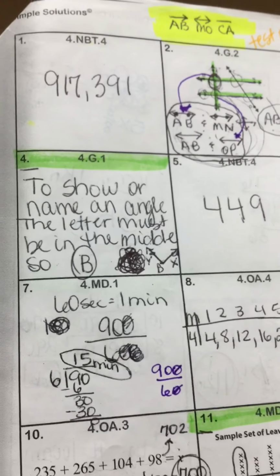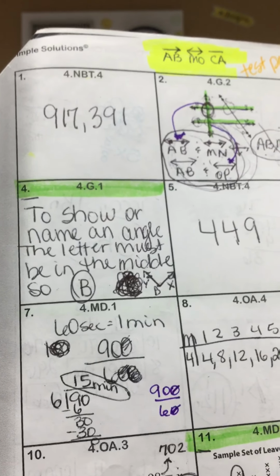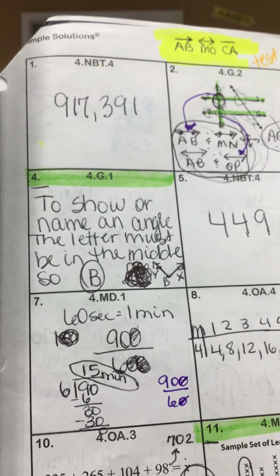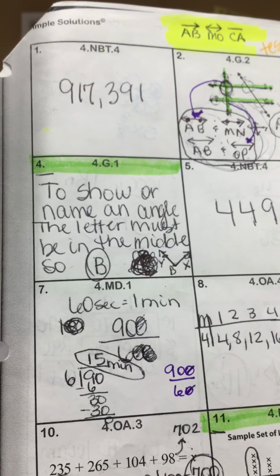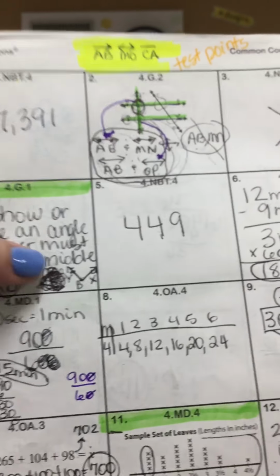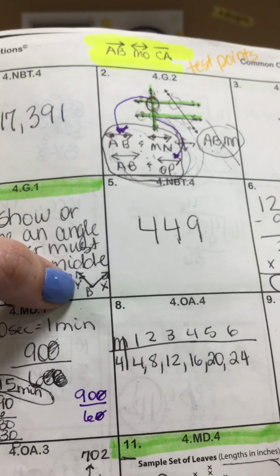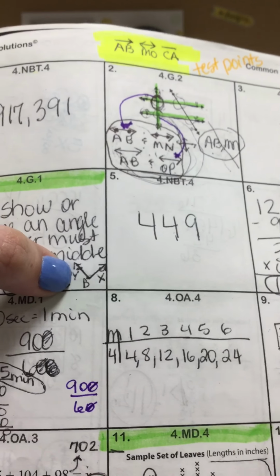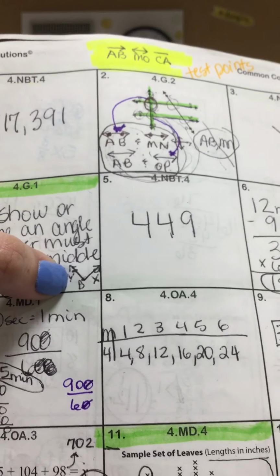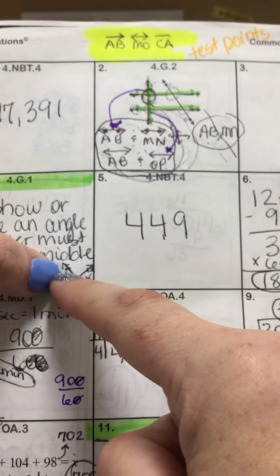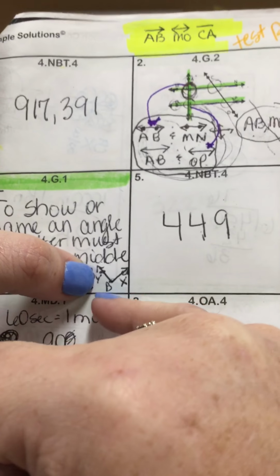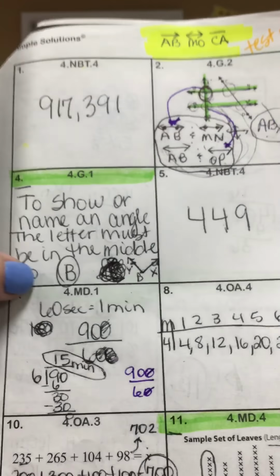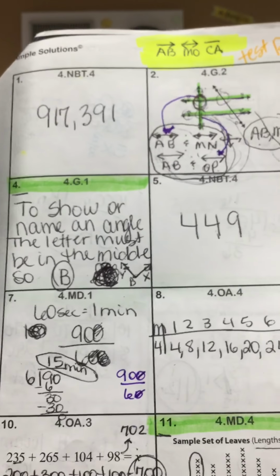Okay, so number 4. To show or name an angle, the letter must be in the middle. So here is the angle that was given. It's just asking if you understand how to name an angle. So this one right here, here's the angle. We're naming angle B because that angle is there in the middle. So B would be the correct angle.